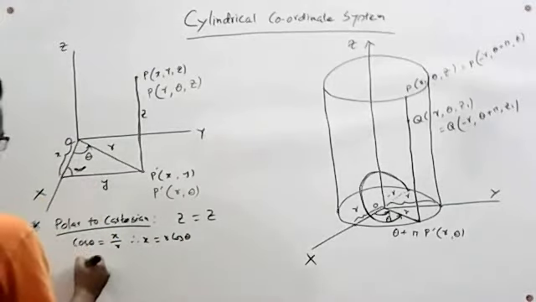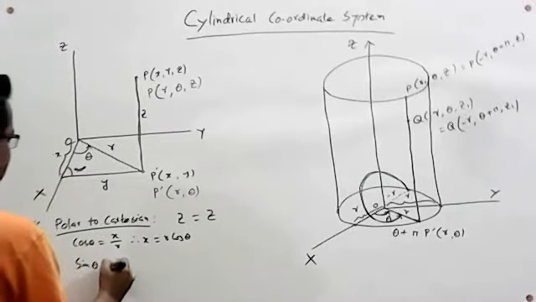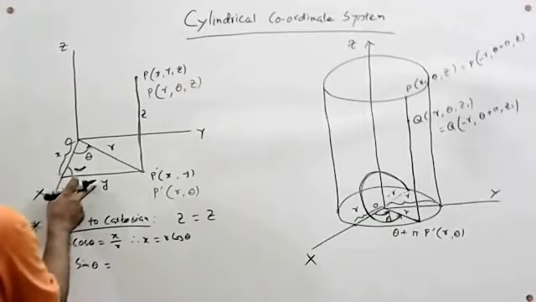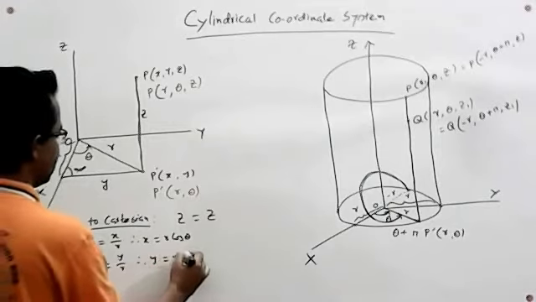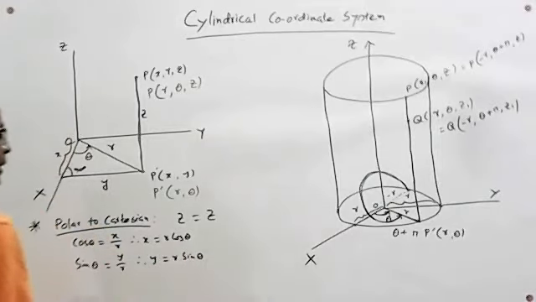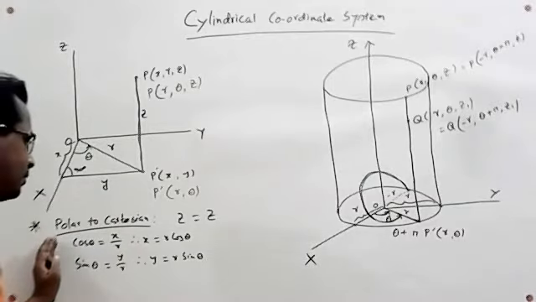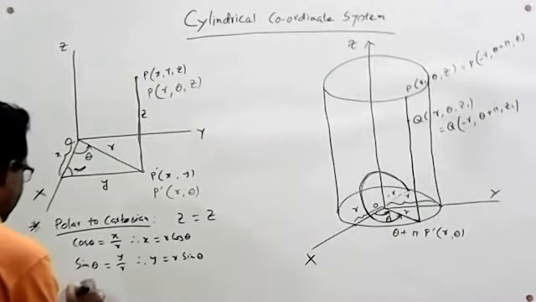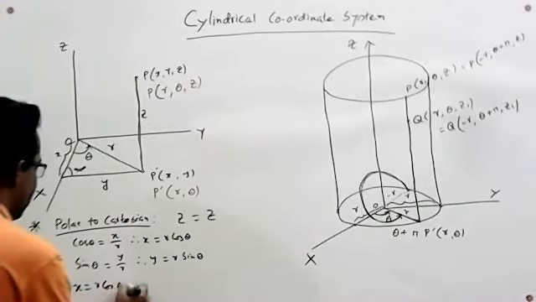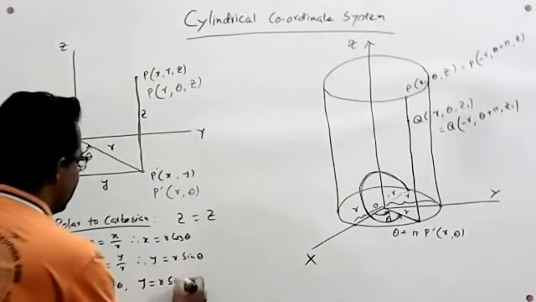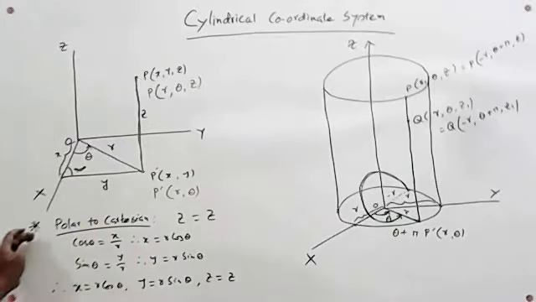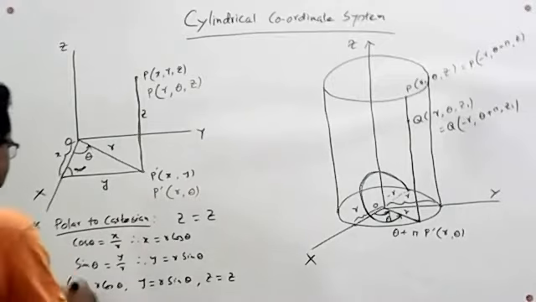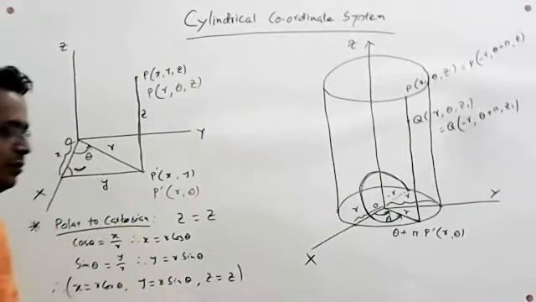Again, if we apply the sine ratio, sine theta will be perpendicular divided by hypotenuse. Perpendicular is y, hypotenuse is r. So y is r sin theta. So we can easily calculate from polar to Cartesian with this relation: x equals r cos theta, y equals r sin theta, and z equals z. This is the relation between polar and Cartesian coordinates.